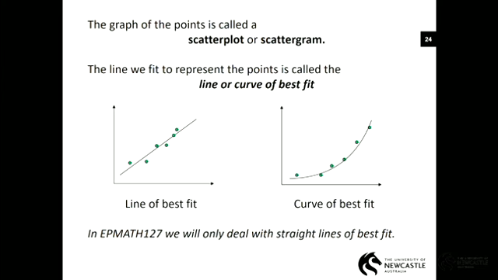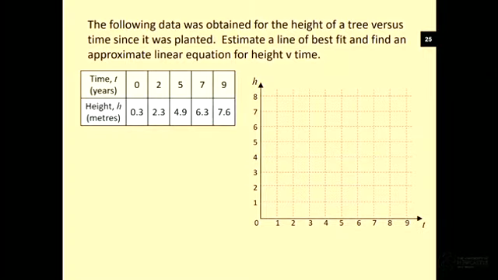So we're going to look at what if we have some data points from an experiment and we want to know what's the line of best fit for it, as in stick a line through it that we can make an equation for and predict stuff. Okay, here's an example. The following data was obtained for the height of a tree versus time since it was planted, in years. Initially, at time equals naught years, it was 0.3 of a meter high. After 2 years, it was 2.3, 4.9, so on.